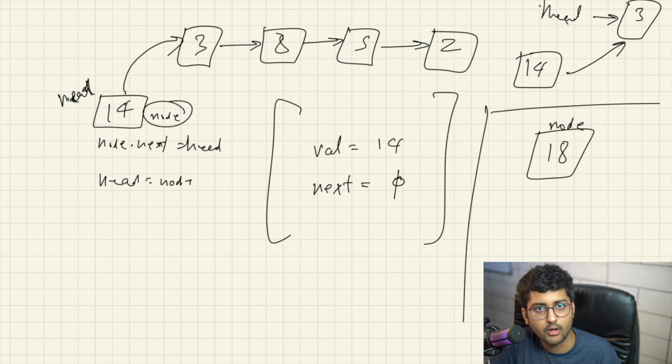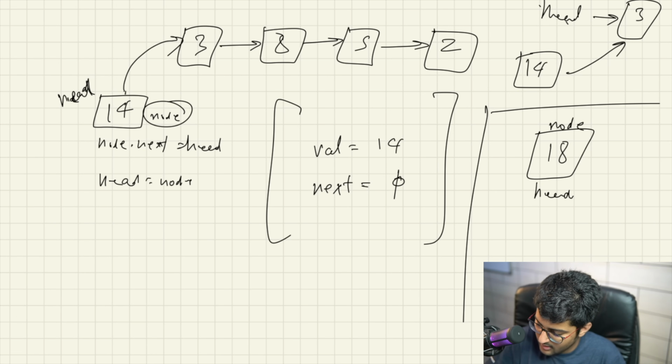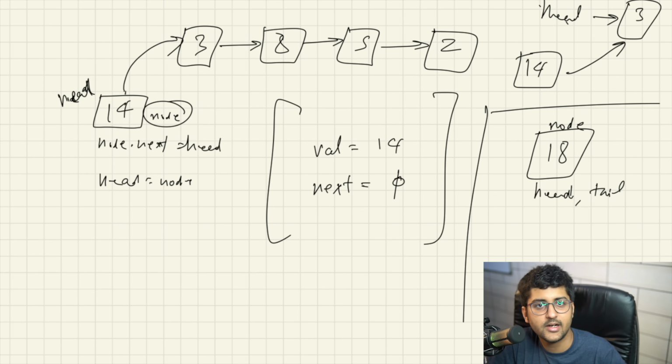So head was initially what? Null, because I did not assign it to anything. When I just said private node head, that's it. So I'll just say head is equal to node. Head will also be available over here. But one thing remaining is tail. If there's only one item, then tail is null initially, and when you add the first item, shouldn't head and tail be equal? Head will be that only, tail will be that only.